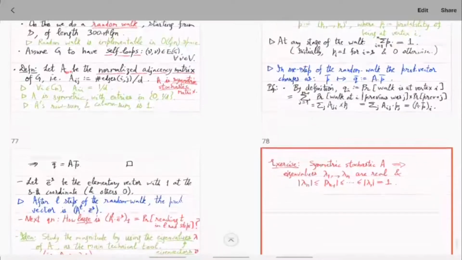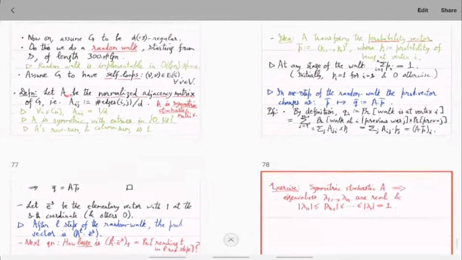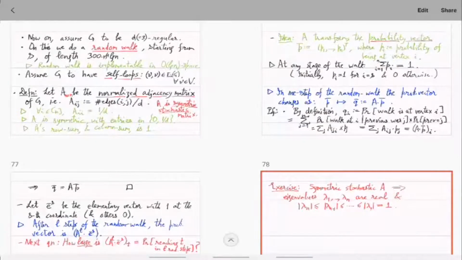So what we have done till now is we defined this normalized adjacency matrix. It is this 0, 1 matrix, but you divide by D, where D is the degree of each vertex in the graph. Remember, we have already made our graph regular by a simple transformation. So A is a symmetric stochastic matrix. So it has only real eigenvalues, right? This I left as an exercise. And the maximum eigenvalue is in magnitude 1.